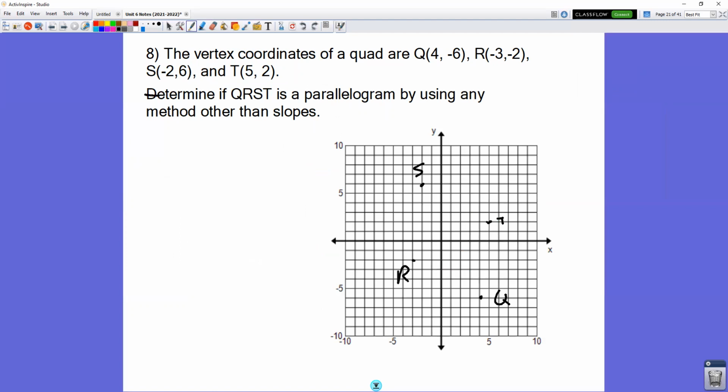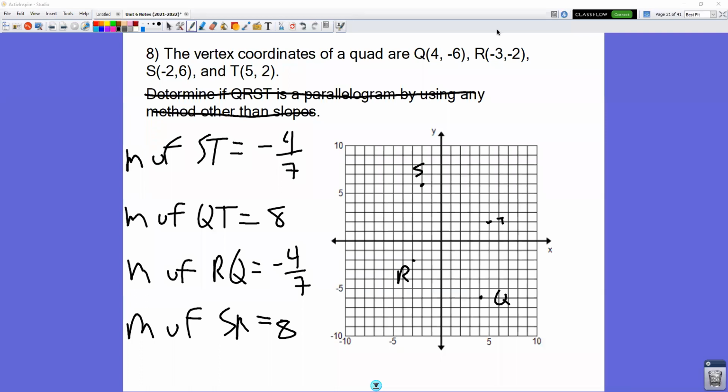And again, we're going to reword this. I know it says determine a parallelogram other than slopes. Let's just do slopes again. Figure out what this thing is. All right, so take a moment to calculate your slopes. We'll check your answer out here in just a second.